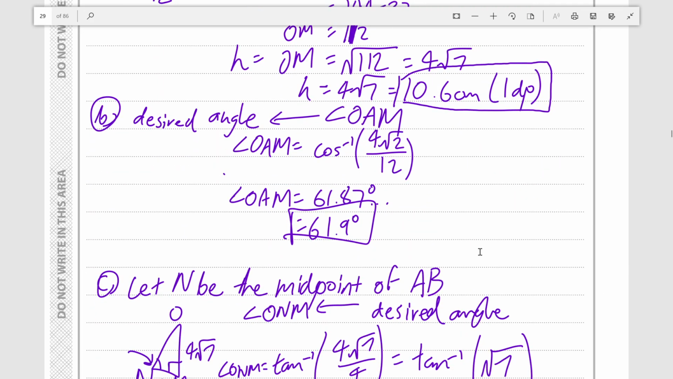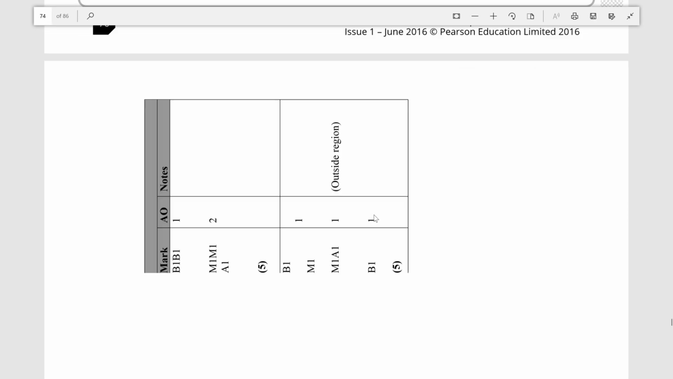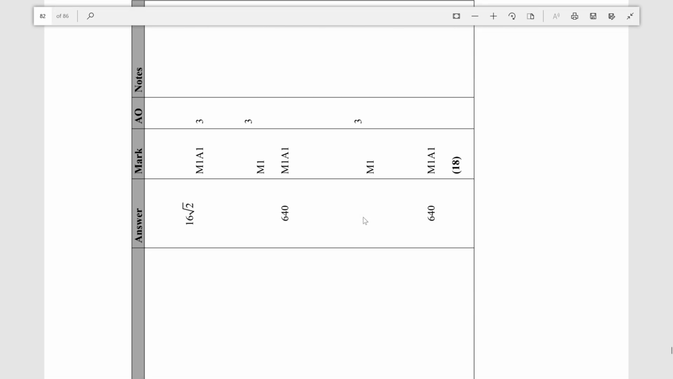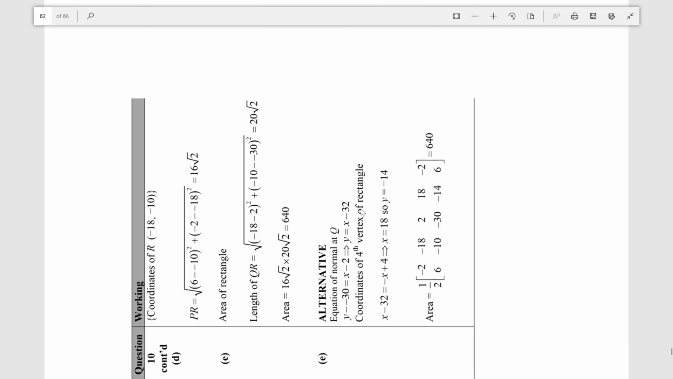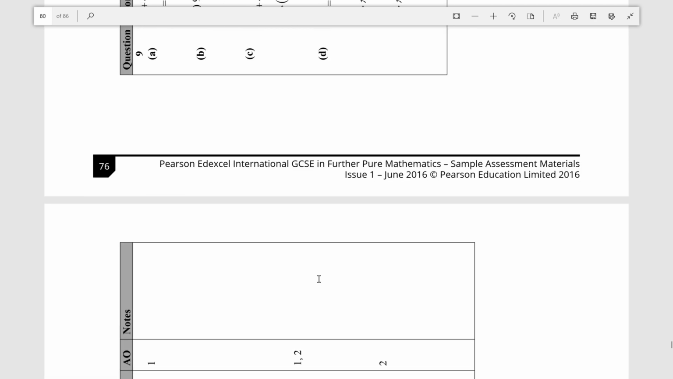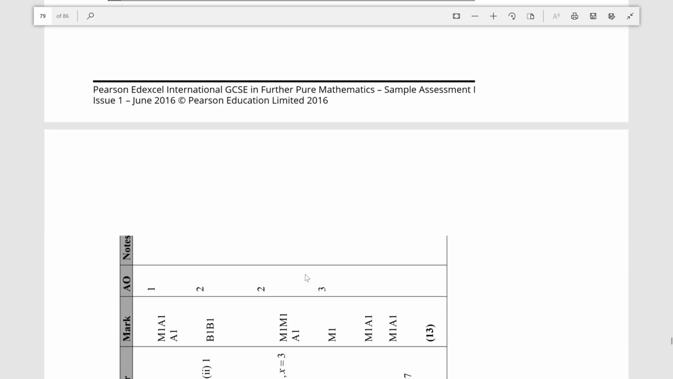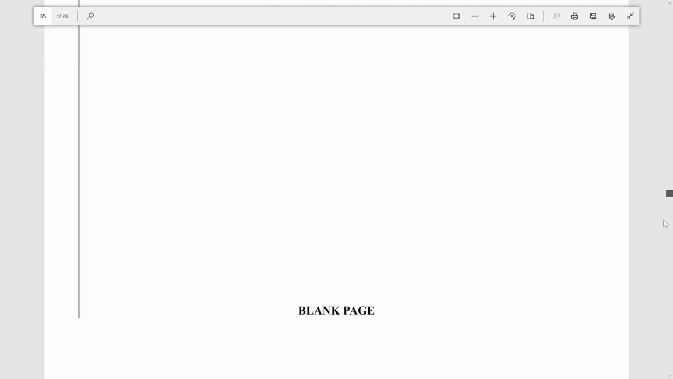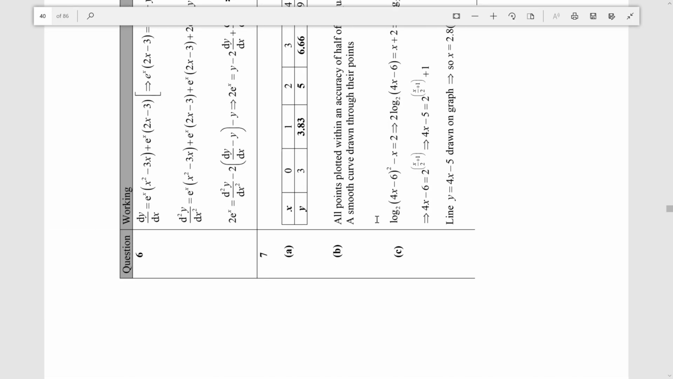Now, pardon me, I'm so sorry. Let us go to the mark scheme. Right, so they have dedicated quite the space. This is for the other paper. Aha, this is what we are looking for.